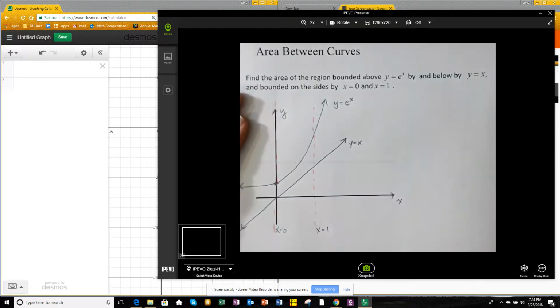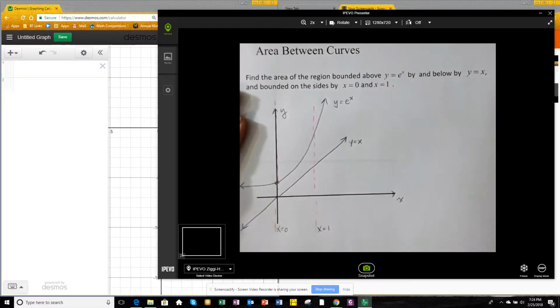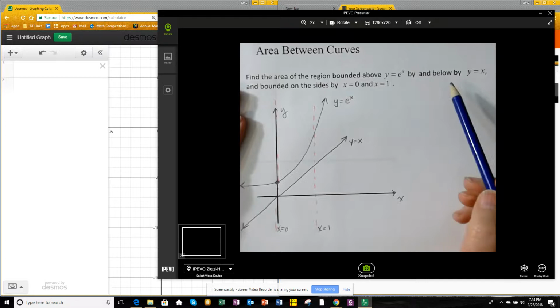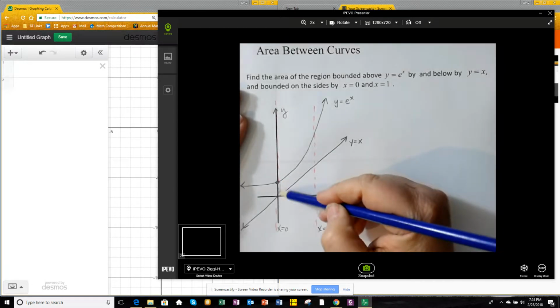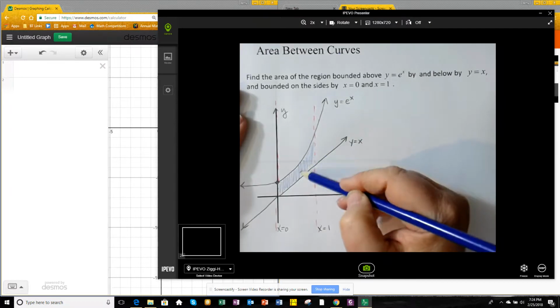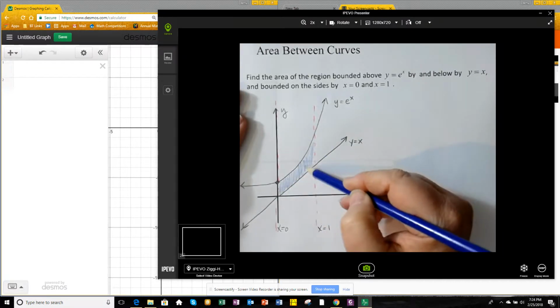Now, a lot of times what's difficult about these problems is actually seeing or trying to figure out which area it is that you're trying to find between the two curves. Well, this says bounded above by e to the x and below by y equals x. So it's definitely this area right here.